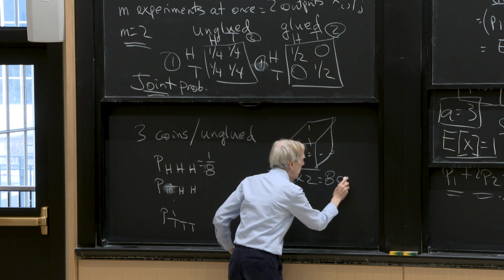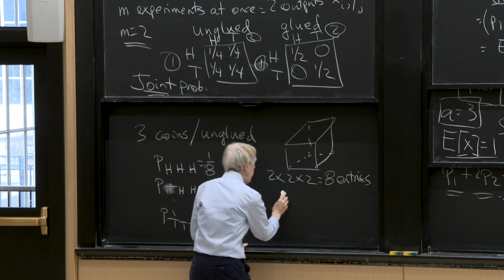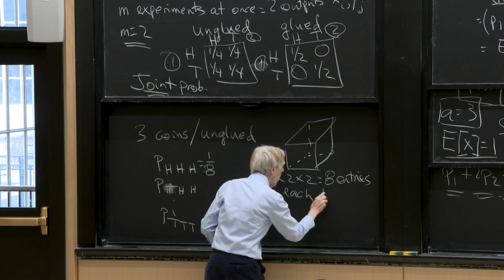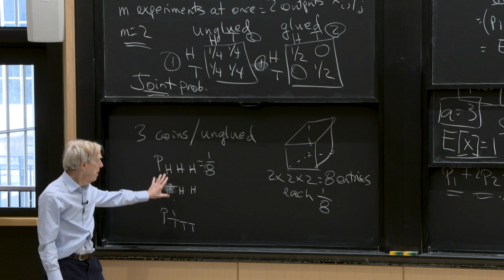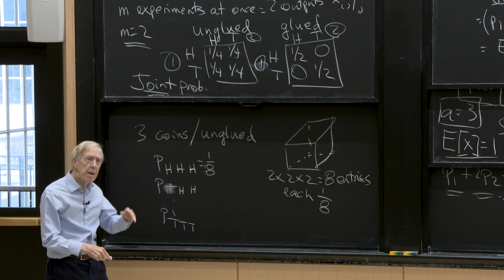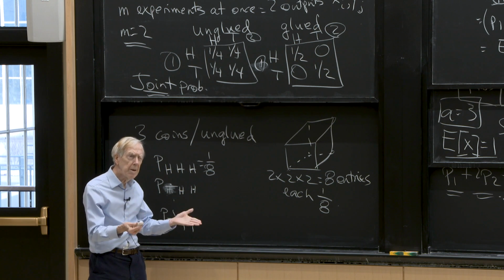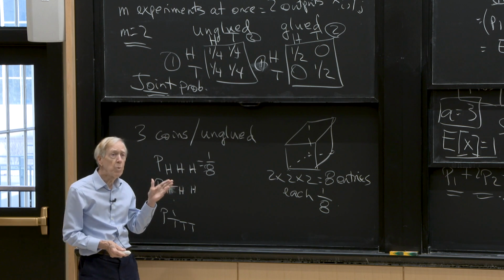And of course, in this simple case, each will be 1/8 in that unglued, totally independent way. But then you can imagine some dependence. Say, well, so what would happen if I glued coins 1 and 3?